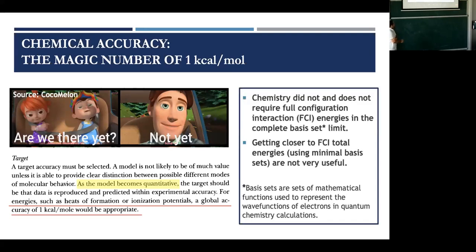Chemistry did not and does not require full configuration interaction energy in the complete basis set limit for understanding chemical reactions. And getting closer to full configuration interaction total energies using a minimal basis set like STO-3G, as has been published so far in the literature, is not very useful. So we need energies with basis sets larger than the minimal basis set, and we don't need the accuracy of full configuration interaction to understand chemistry.